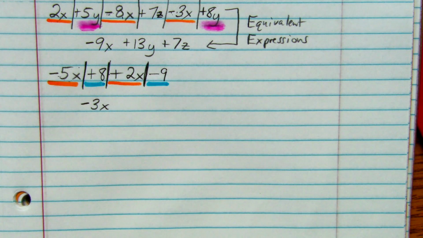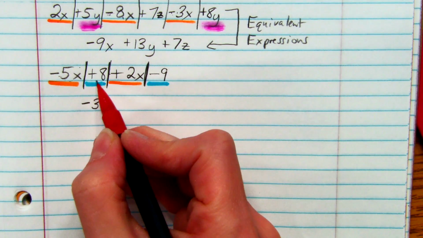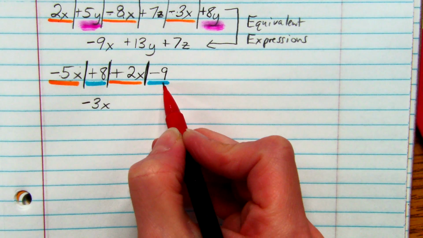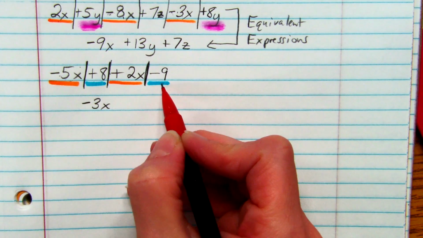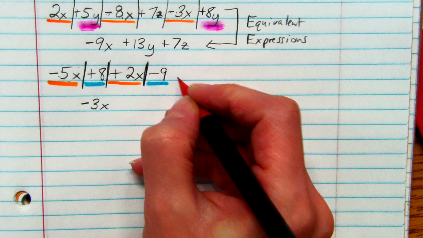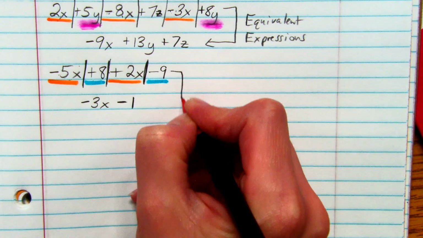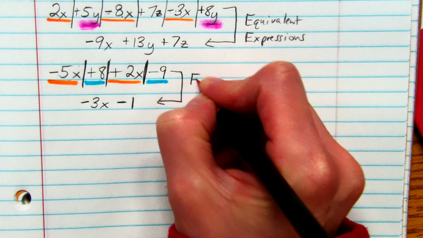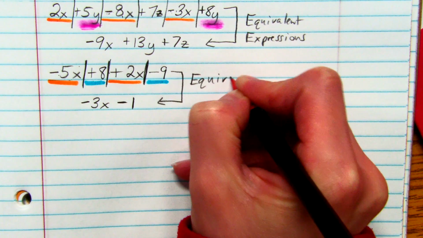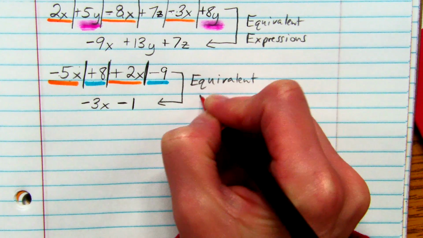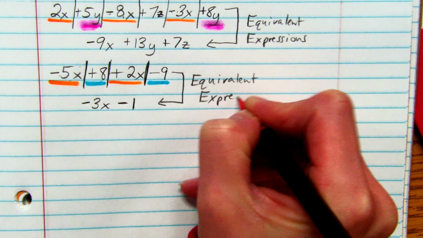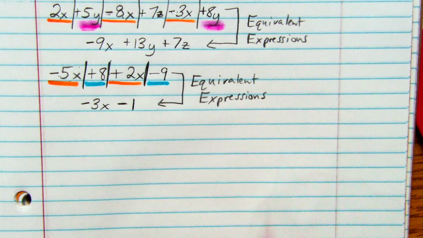And then the numbers that don't have any x's or anything on them, those go together. So positive 8 and negative 9. This would be like 8 spiders and 9 worms. The worms would win by 1. So I'd have negative 1. So these are also considered equivalent expressions.